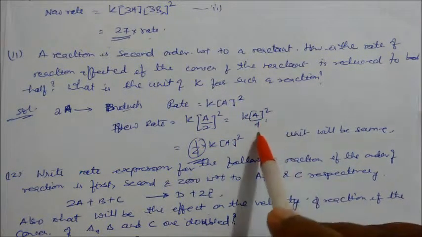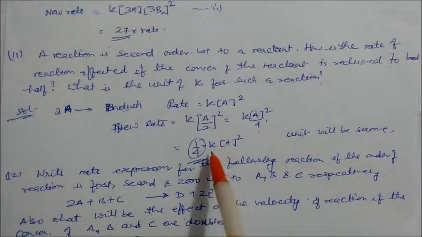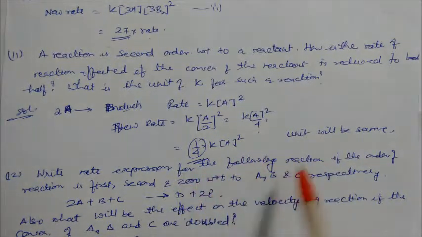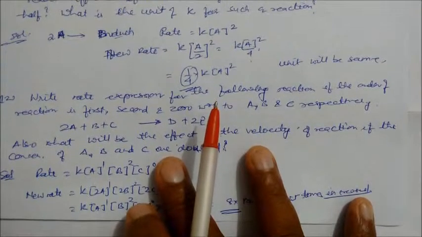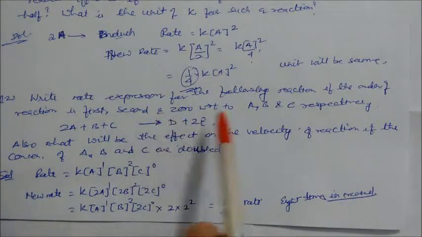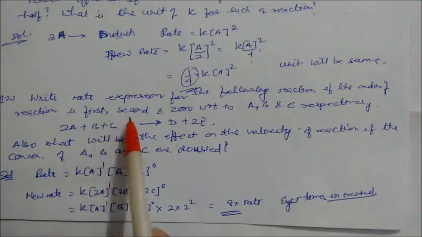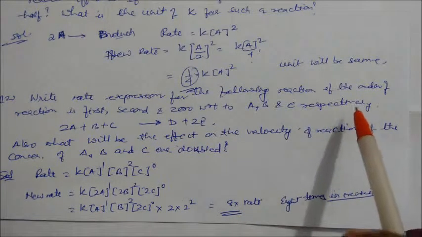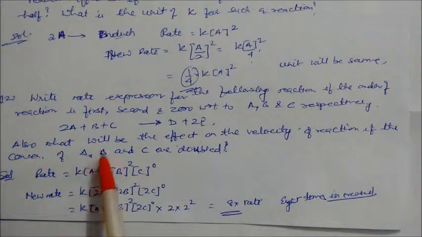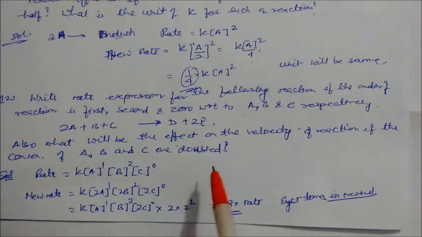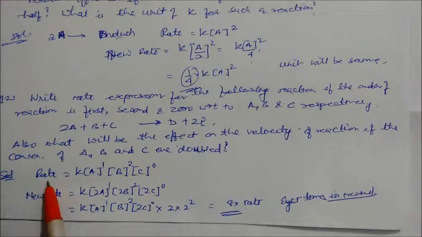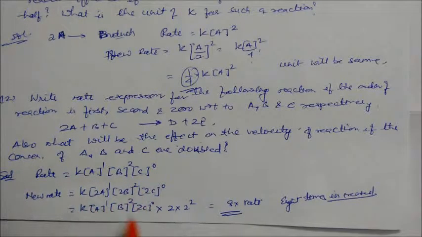Write a rate expression for the following reaction if the order of reaction is first, second and 0 with respect to A, B and C respectively. This is the rate expression. Also, what will be the effect on the velocity of reaction if the concentrations of A, B, C are doubled? So this is the rate law expression. The new rate: concentration A will be double, B will be double, C will be double. So this becomes 2 into 2 square, and this is 0. 2 into 2 square will be how much? 4 into 2, 8 times. So the velocity of reaction increases 8 times.